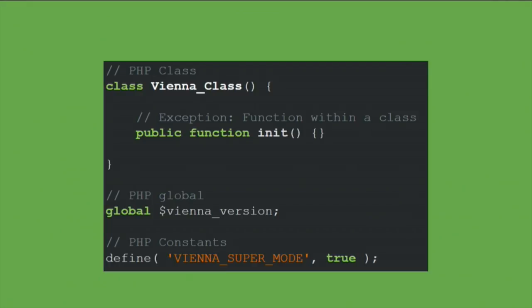But then we come to our first exception. The exception being that functions within classes only need to be unique within that class. It's like having street names. A street name has to be unique within a city, but I'm sure you all know of different cities with the same street name. The same thing applies to classes.